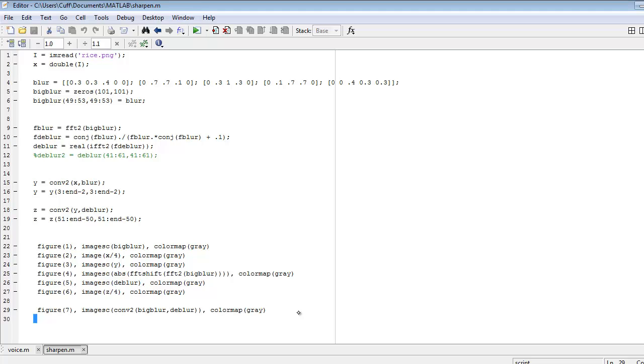I do something slightly different than that here in this line. You don't have to understand this, but I basically add a constant to the denominator, because you don't really want to blow up frequencies that were cut all the way out. You don't want to blow them up really big. Noise would cause problems. Numerical errors would cause problems.